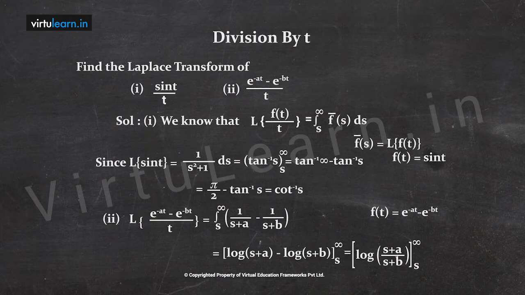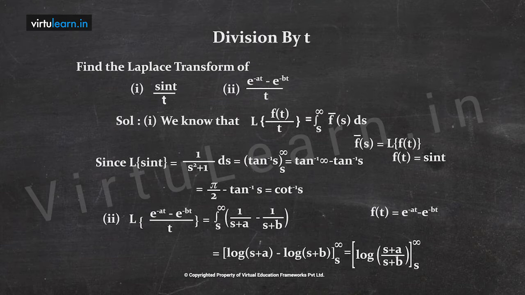The answer is integral s to infinity f bar of s ds, so I substitute 1 by s square plus 1 ds. The integration of 1 by s square plus 1 is tan inverse s, with upper limit infinity and lower limit s. Then tan inverse infinity minus tan inverse s. Tan inverse infinity is pi by 2, so pi by 2 minus tan inverse s is cot inverse s, from trigonometrical ratios.